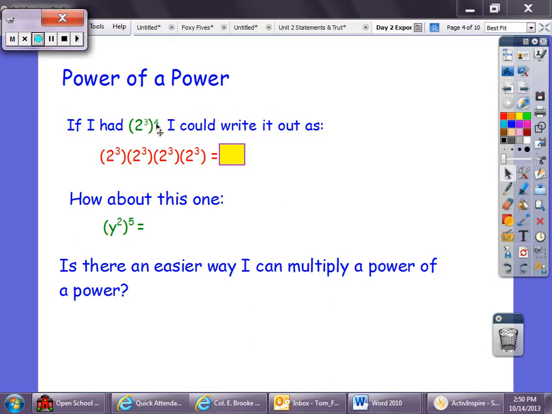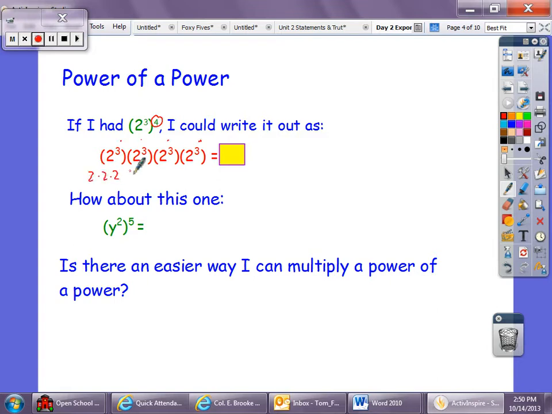we could say it's 2 to the third, 2 to the third, 2 to the third, 2 to the third, because that's 4. This 4 here means we have 1, 2, 3, 4 of them. Then we could say this is 2 times 2 times 2, and 2 times 2 times 2, and 2 times 2 times 2, and 2 times 2 times 2. We can write all that out, and then count 1, 2, 3, 4, 5, 6, 7, 8, 9, 10, 11, 12. So I have 12 2's, so now I have 2 to the 12th power.